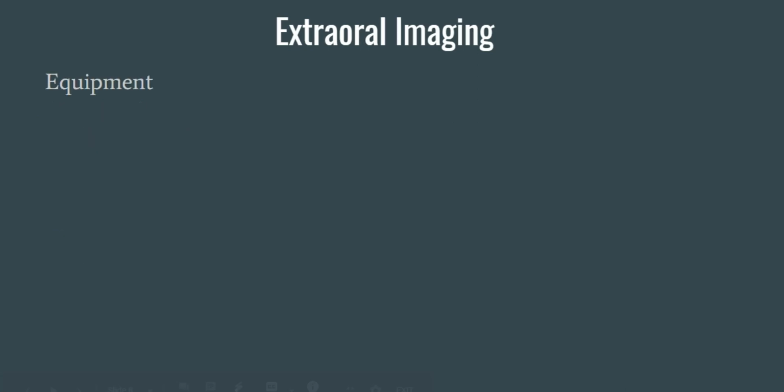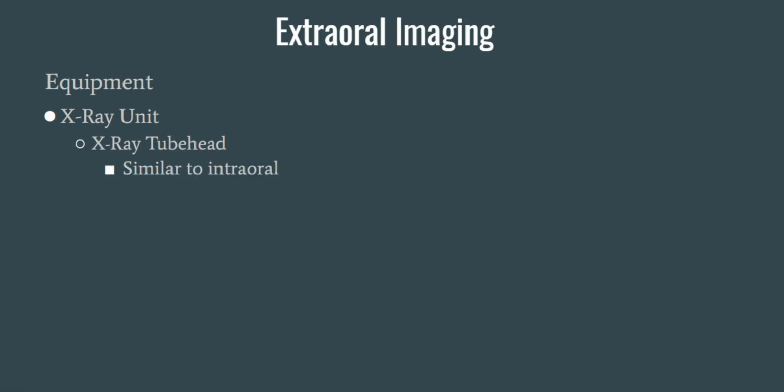The specific equipment that we need for a panoramic film, again, we're going to have the X-ray unit, which is the X-ray tube head, and is going to be similar to the intraoral tube head. It is going to have a filament to produce electrons and a target to produce X-rays.